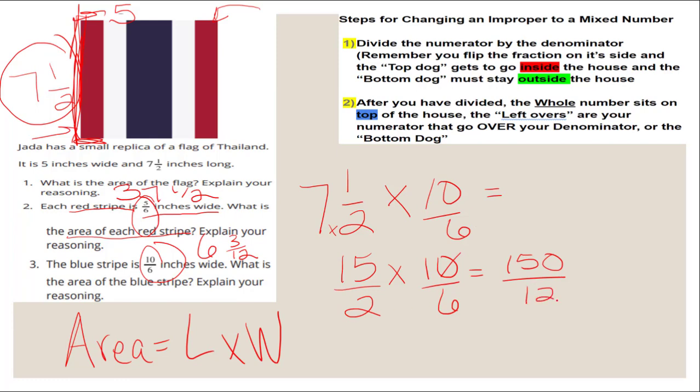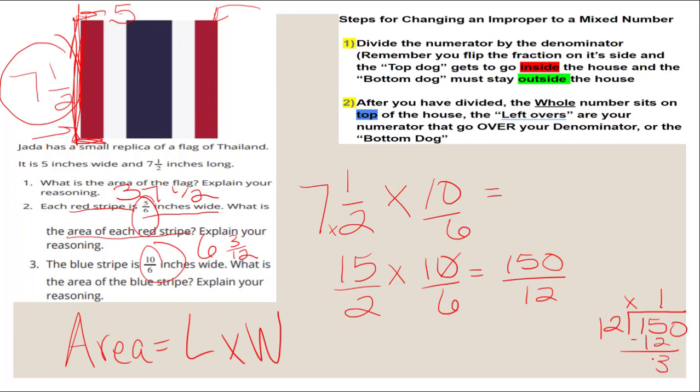Improper fraction here. Flip it over. Bottom dog goes outside the house. Top dog goes inside the house. 12 into 1, 1 is too small. 12 into 15, 1 time. Multiply. 1 times 12 is 12. Subtract. 5 minus 2 is 3. 1 minus 1 is 0, so I don't have to put it.